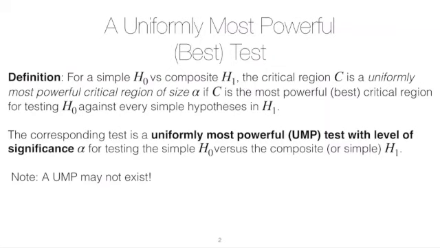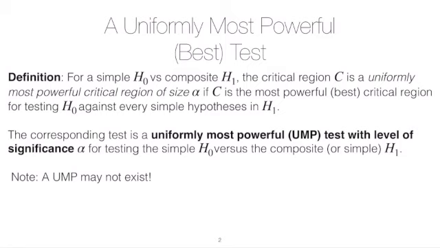In previous videos, we looked at how to find the most powerful test of size alpha for a simple versus simple set of hypotheses, so a simple null and a simple alternative. So in this last video, we're going to explore a little bit on how you would generalize that from a simple null and simple alternative to a simple null versus a composite alternative.